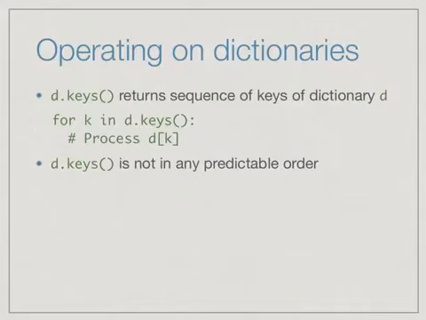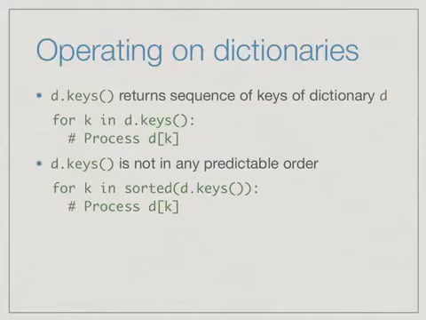Now one thing we have to keep in mind, which I will show you in a minute, is that d.keys is not in any predictable order. So dictionaries are optimized internally to return the value for a key quickly. So it may not preserve the keys in the order in which they are inserted. So we can't predict anything about how d.keys will be presented to us. One way to handle this is to use the sorted function. So we can say for k in sorted(d.keys()), process d[k], and this will give us the keys in sorted order.